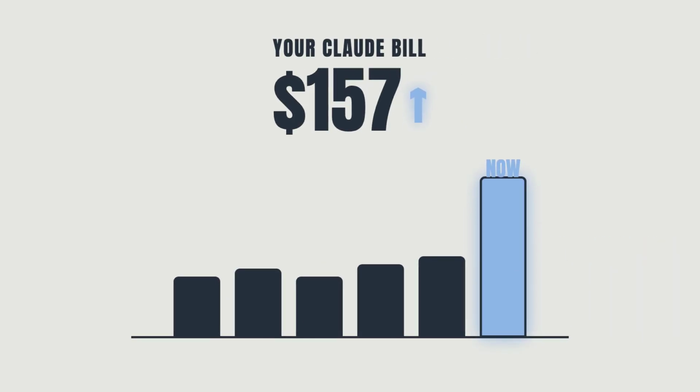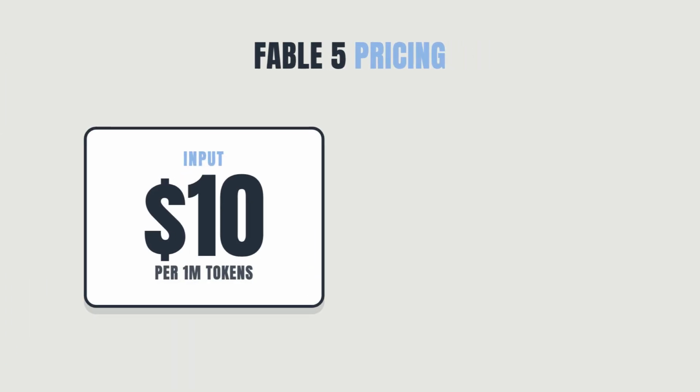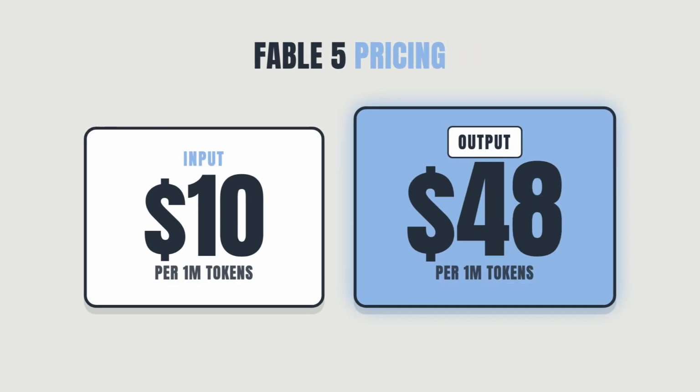Okay, quick gut check. If your Claude bill jumped recently and you're on Fable 5, it is probably not just because you're using it more. Fable 5 is priced at $10 per million input tokens and $50 per million output tokens. That's double what Opus 4.8 costs, and it is currently the most expensive general use model Anthropic offers.